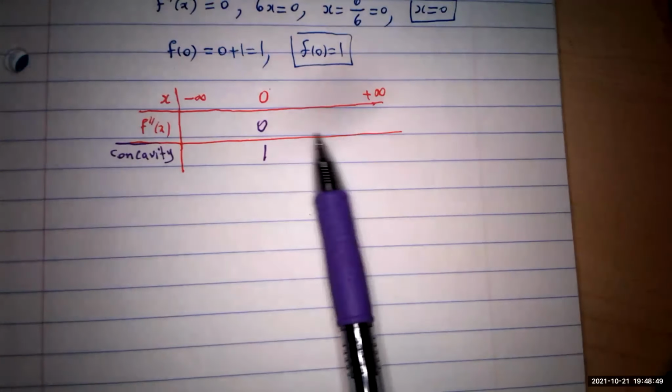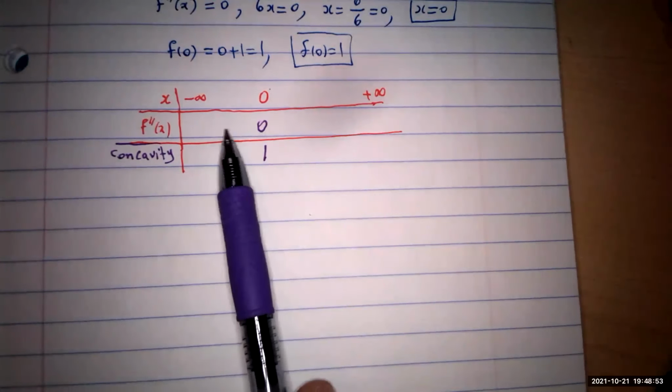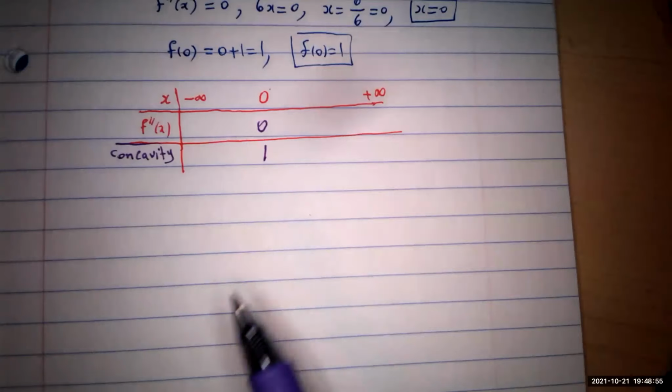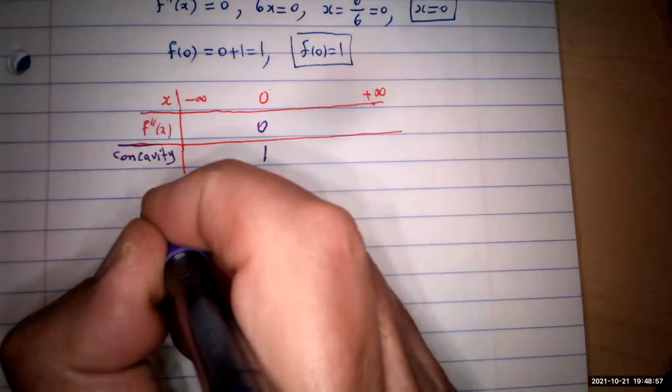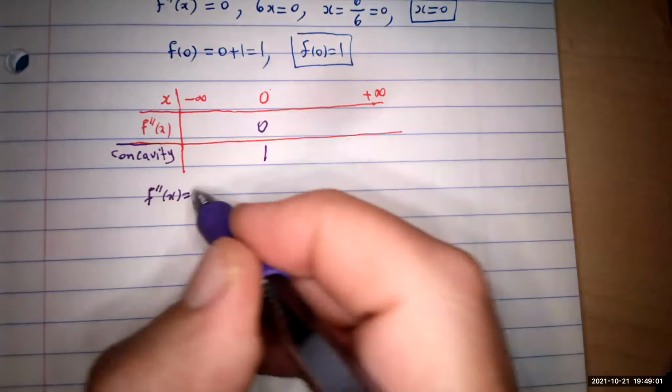Now you have to check the sign of f double prime. You have two partitions, 1 and 2. So you bring in f double prime. You see, this is f double prime of x, which is equal to 6x.